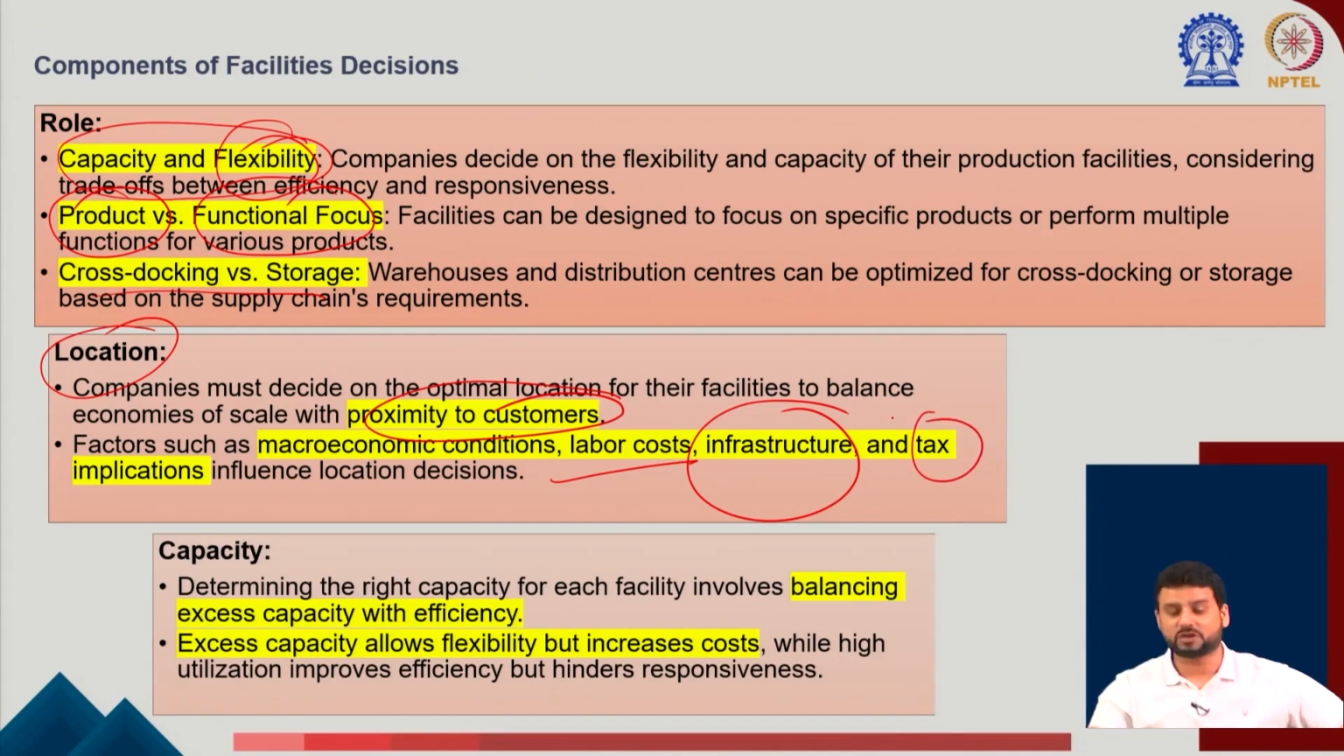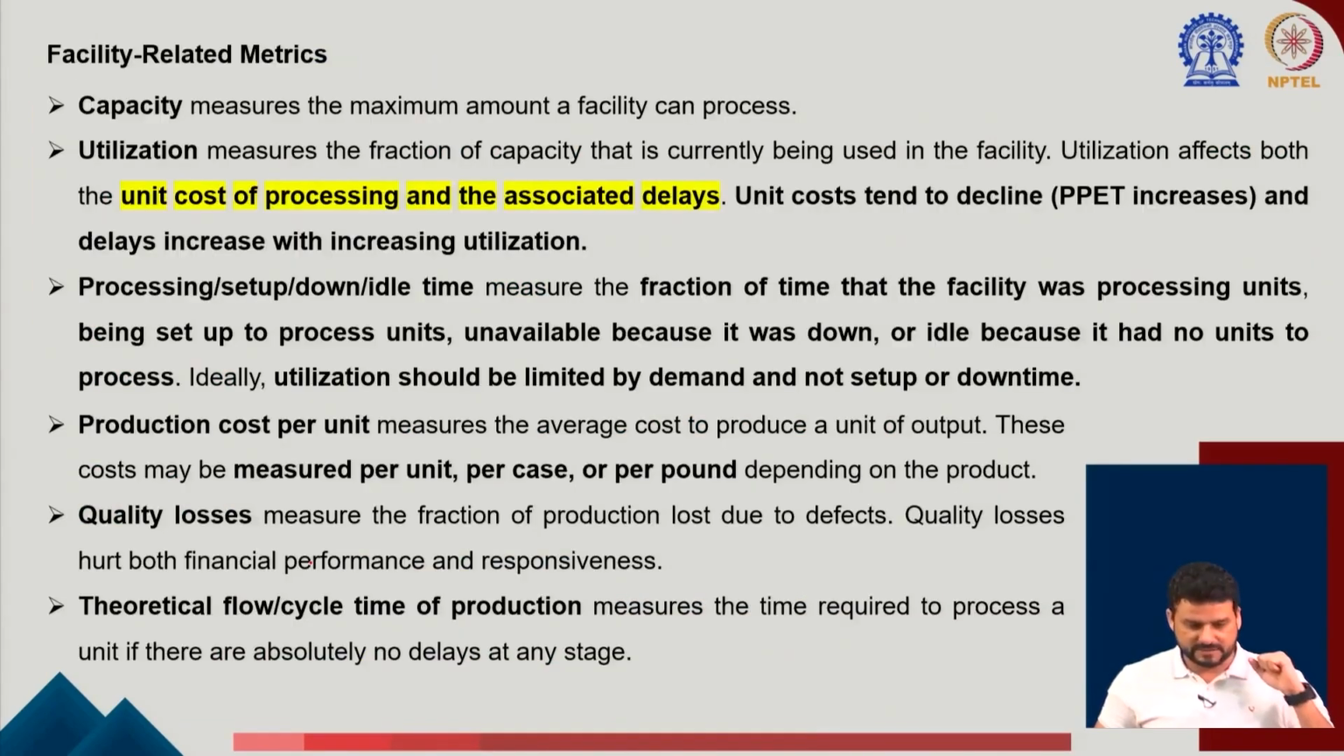Then tax implication, what is the tax structure? It is simplified, very complex, or very high taxes. That also will help you define your location. Capacity: keeping excess capacity, you are responsive, but you are adding to cost. Keeping low capacity, you are efficient but not responsive, because you may stock out since you are keeping minimum capacity with you.